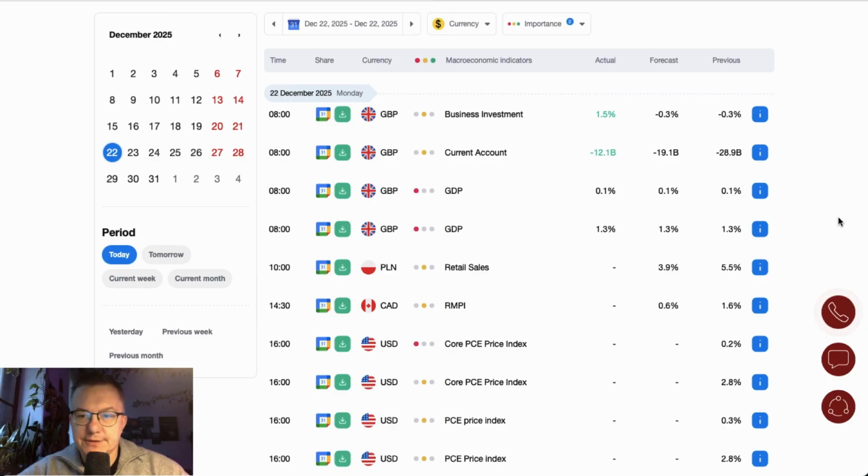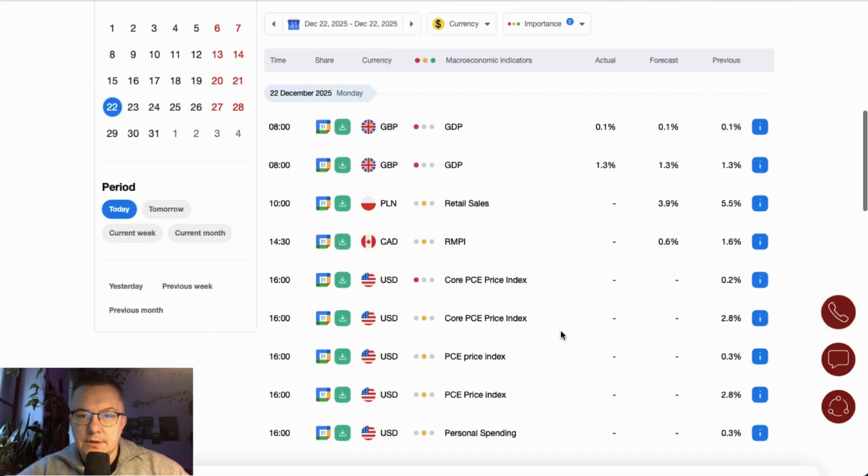GDP in line with the expectations, 0.1%. On a yearly measure, the GDP is at the same 1.3% as expected. Business investment up from minus 0.3% to 1.5%.